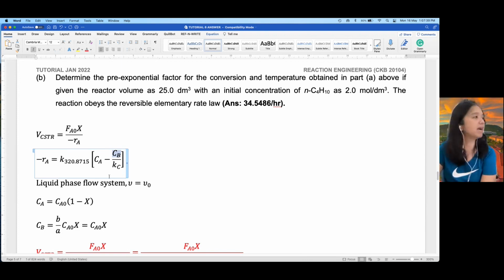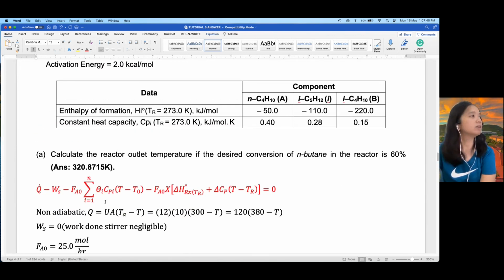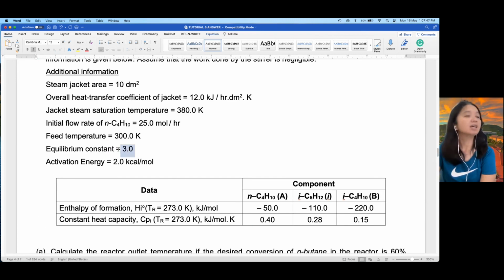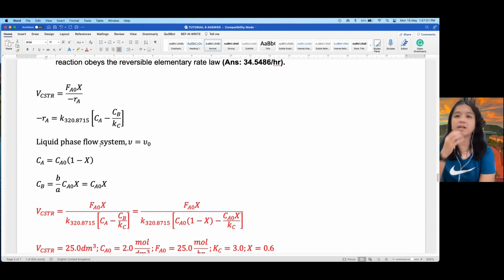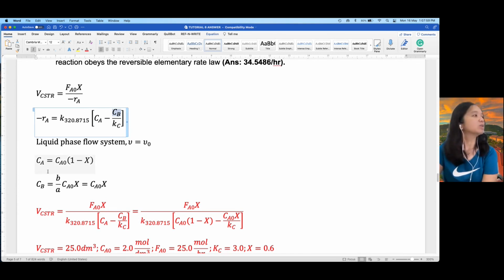Then divided by Kc. Kc is the equilibrium constant, which we already know from the information as 3. So I already know my minus Ra. Then next, I have to express my Ca and Cb. This is a liquid phase flow reactor, so Ca equals Ca naught in bracket 1 minus X.